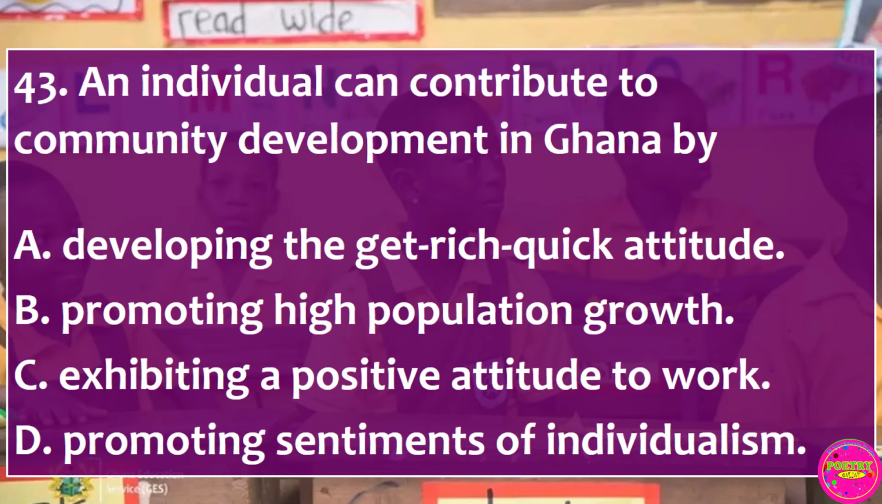Question 43. An individual can contribute to community development in Ghana by A. Developing the get-rich-quick attitude. B. Promoting high population growth. C. Exhibiting a positive attitude to work. D. Promoting sentiments of individualism. The correct answer to this question is C. Exhibiting a positive attitude to work.